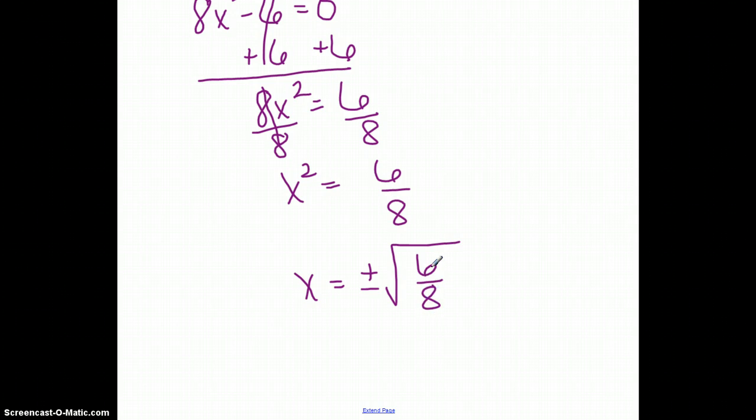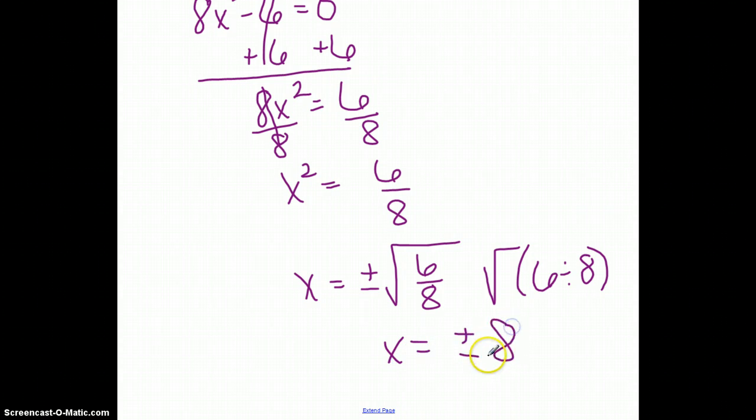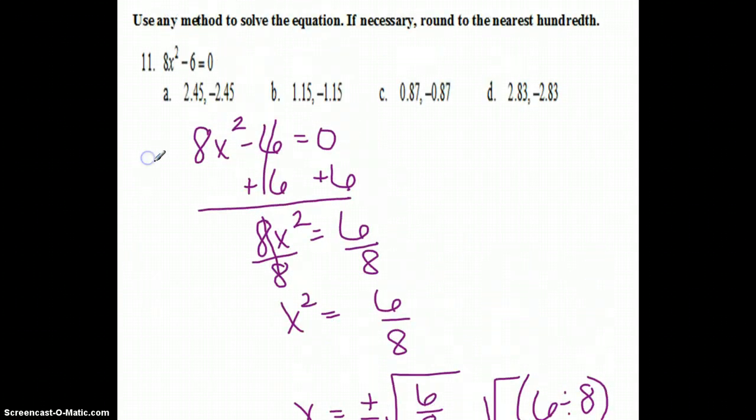So in my calculator, just make sure when you do square root that you do parentheses 6 divided by 8. So in other words, when this goes in your calculator, it should look like this. So if I hit enter, I end up with x equals plus or minus 0.87. So let's go back and look. So here we go, right here.